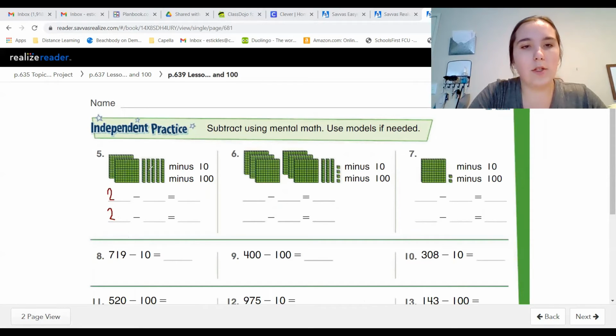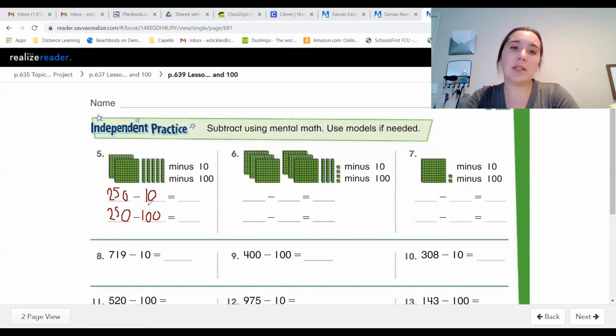We have 1, 2, 3, 4, 5 tens. And we have 0 ones. So the number that we're starting with is 250. So we're going to do 250 minus 10, and we're going to do 250 minus 100. So let's start with our 10.